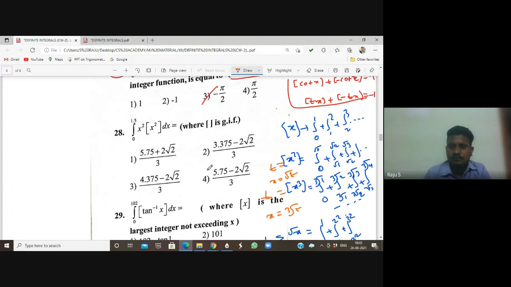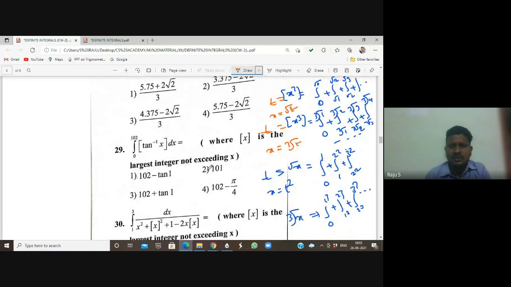Okay, students. Substituting the limits is not an issue. First, how to evaluate the definite integration is what is important. Now the integral from 0 to 1 or 2. This is also a logical question.